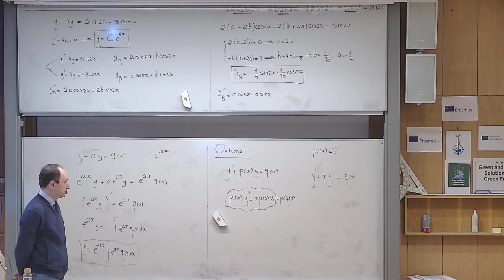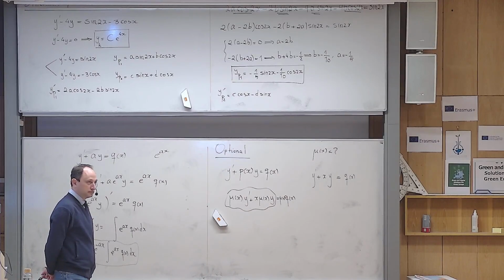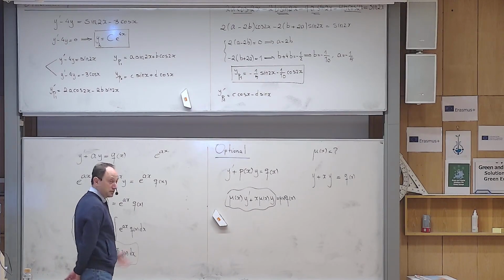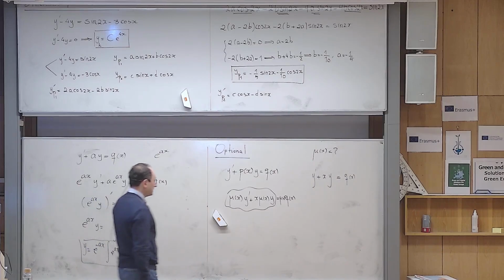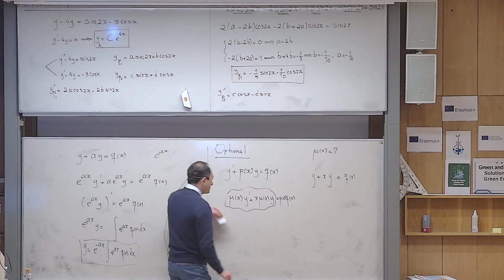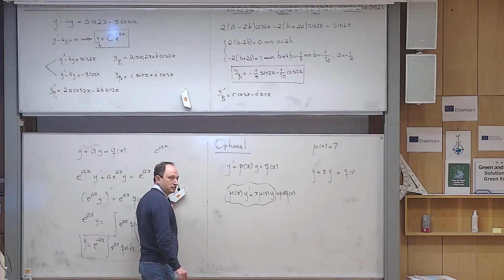That's enough. Isn't mu just e to the power of the primitive function of p of x? No. It's a little bit more complicated than that. In this case it might be the same, but I don't know. Okay, so what is your guess first?